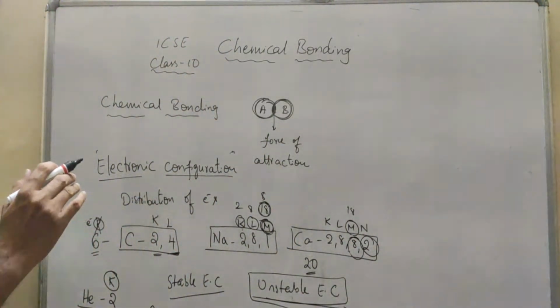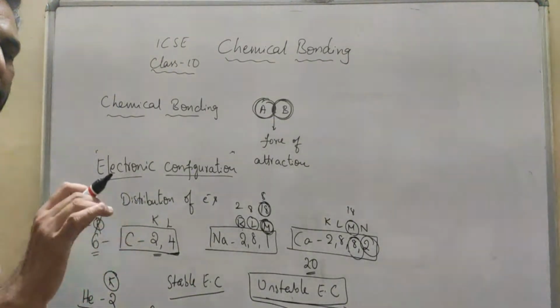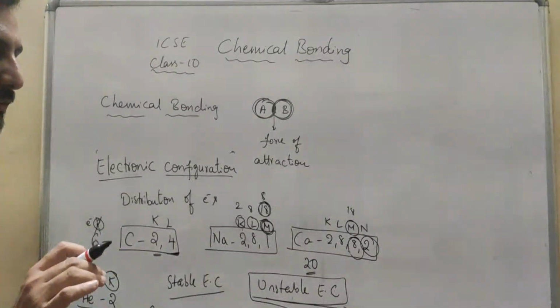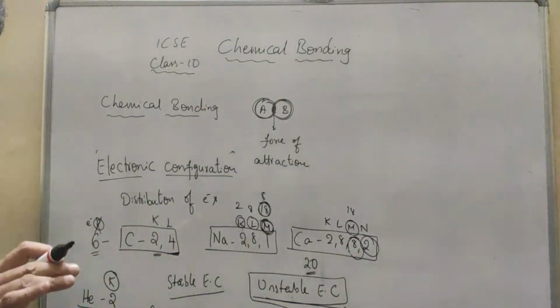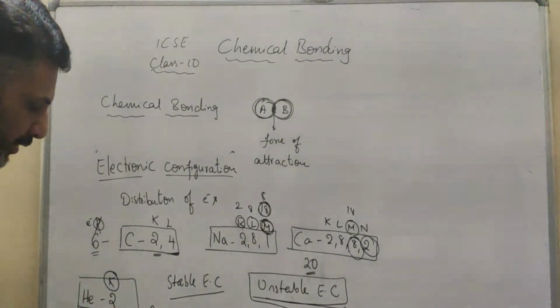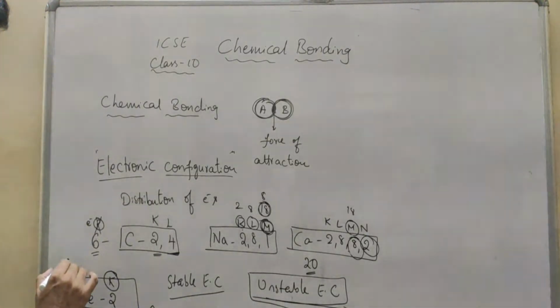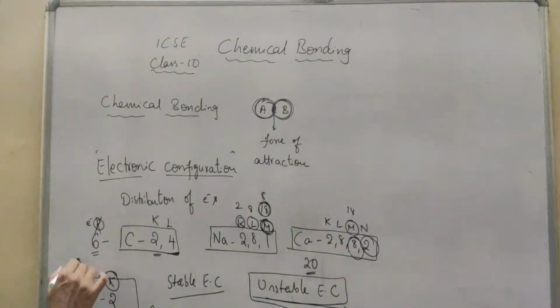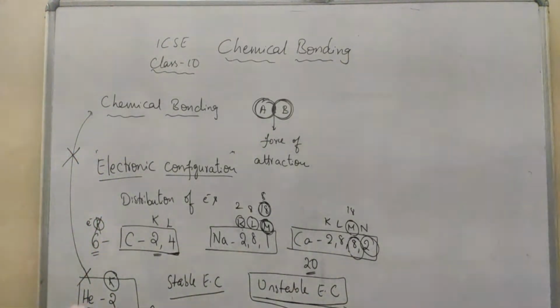Only if they have a complete valence shell, or 8 valence electrons, can we call it stable electronic configuration, and those elements will be chemically stable. Noble gases are chemically stable because of their stable electronic configuration, so they do not participate in chemical bonding.